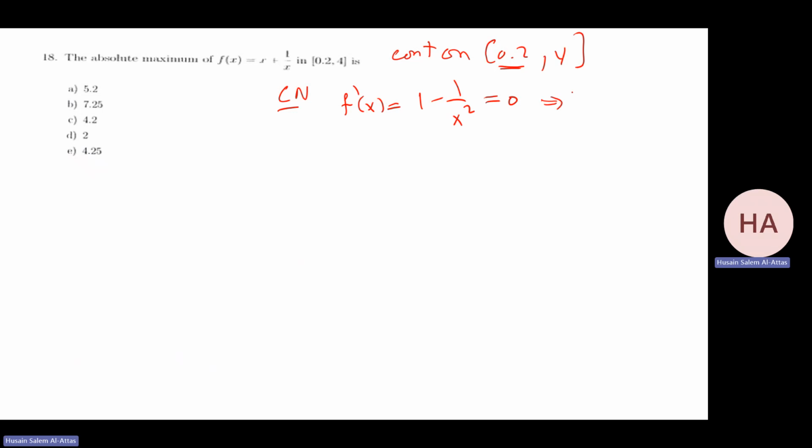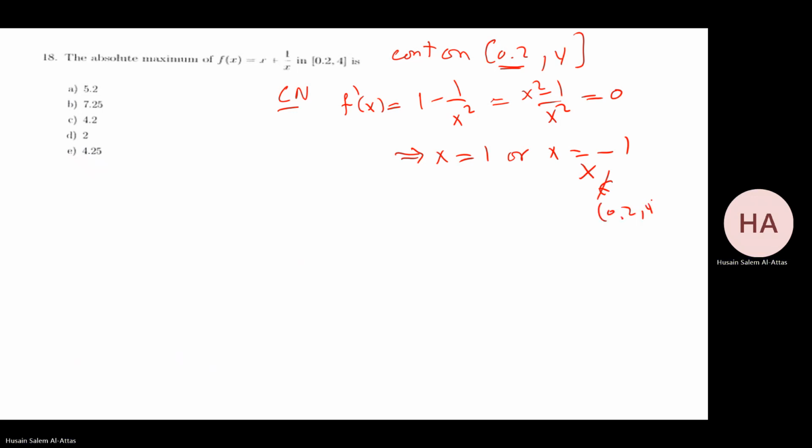Let me just simplify it. That will be x squared minus 1 over x squared. Make it equal to 0. So I have x equal 1 or x equal minus 1. This is rejected, not in the domain. This one is within the domain. So I need to check f at 1, f at 0.2, and f at 5, where these are the endpoints.